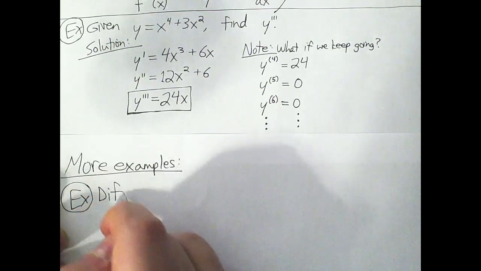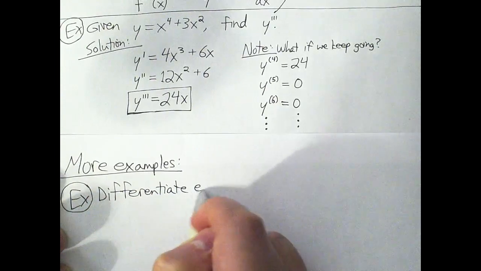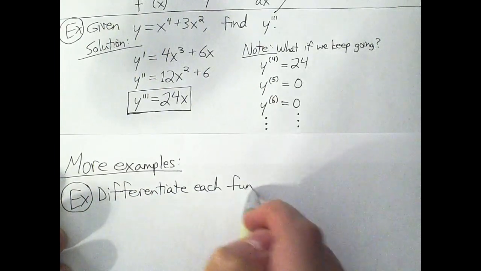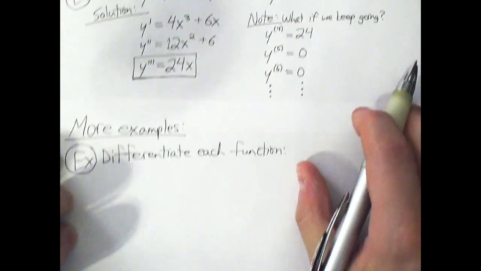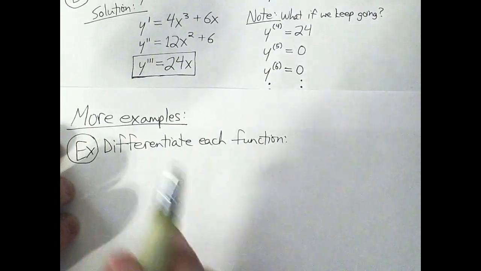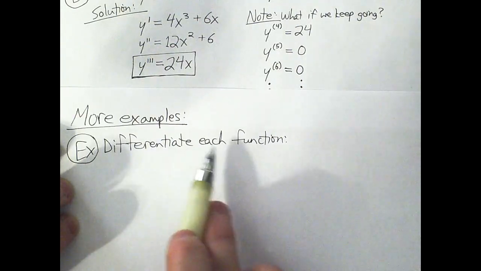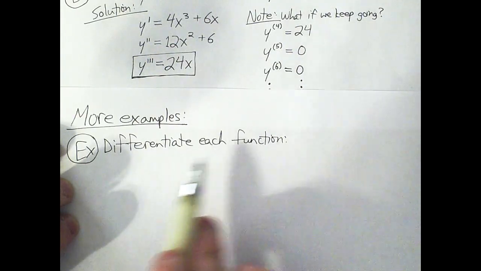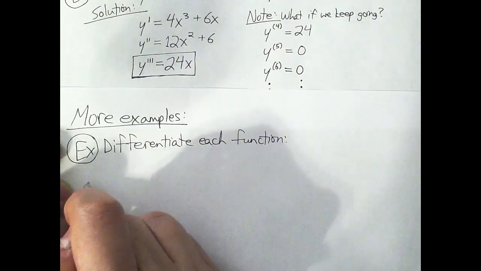I'll just say differentiate each function. And when it says differentiate each function, if it doesn't specify, like you might say, well, which derivative do we want? Do we want the second derivative? Do you want the first? If it just says differentiate and it doesn't specify, then it means just differentiate once. Just find the first derivative, okay?